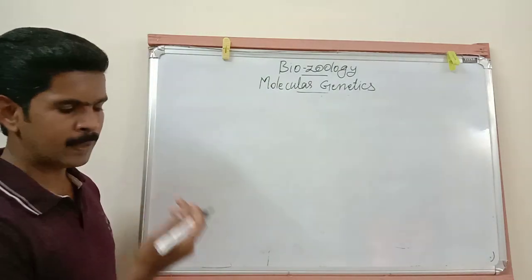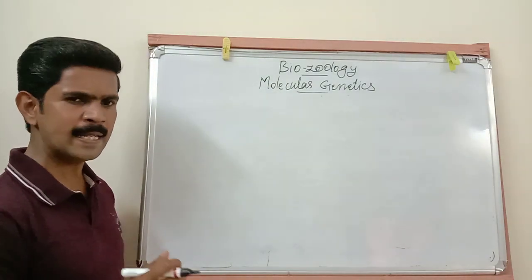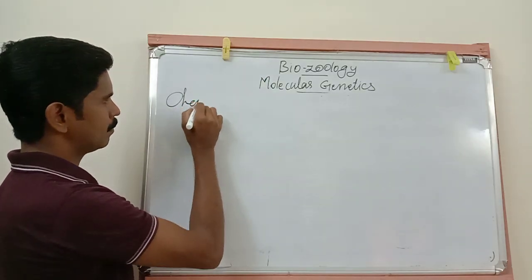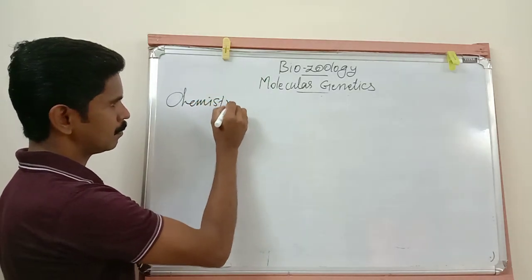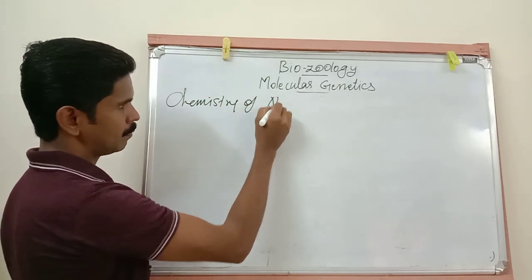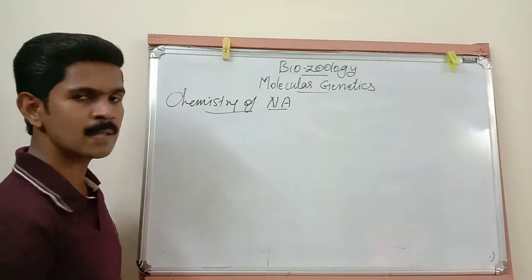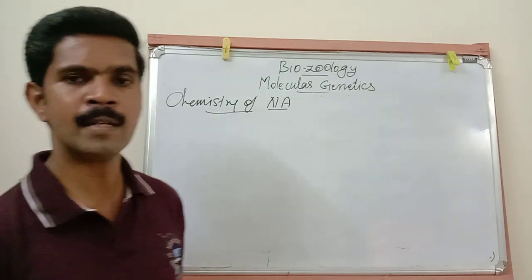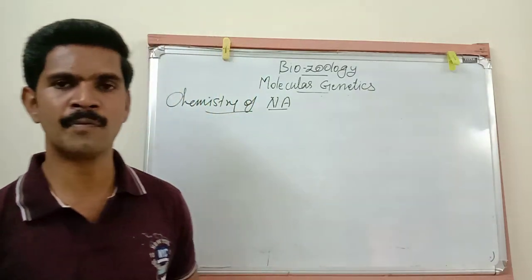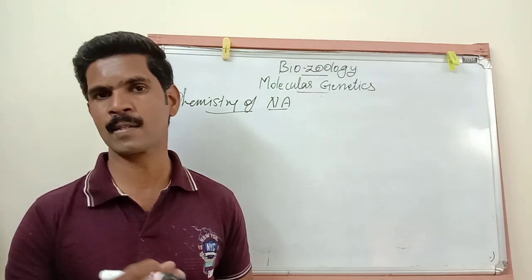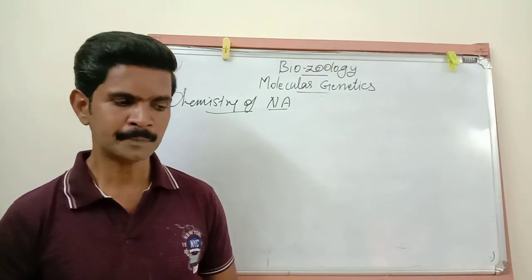Then the next topic is chemistry of nucleic acid. NA means nucleic acid. So, chemistry of nucleic acid. Listen very carefully. It is one of the very important 5-mark questions. Now we are going to study the structure of this nucleic acid.